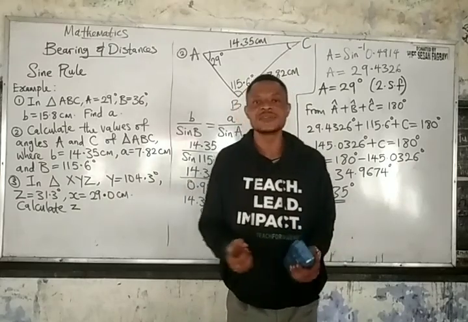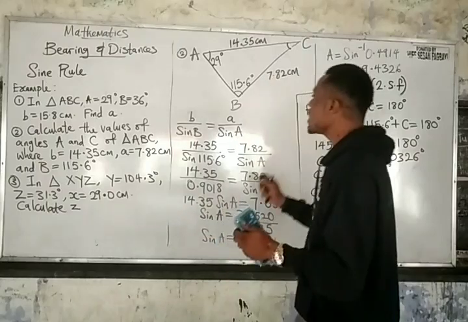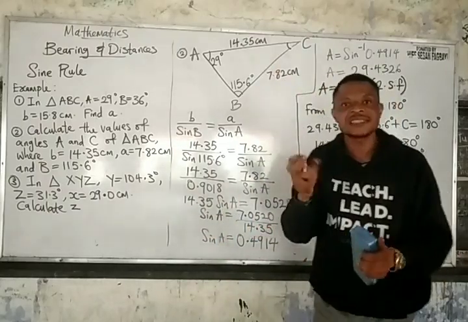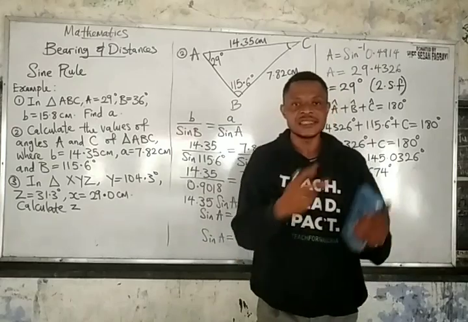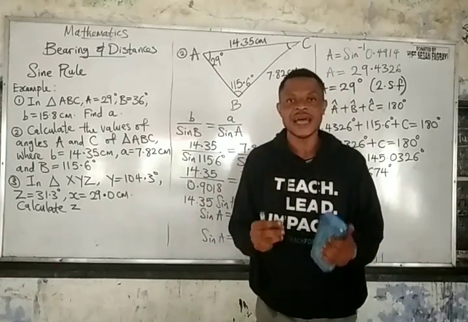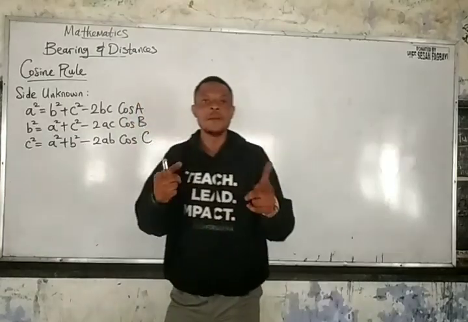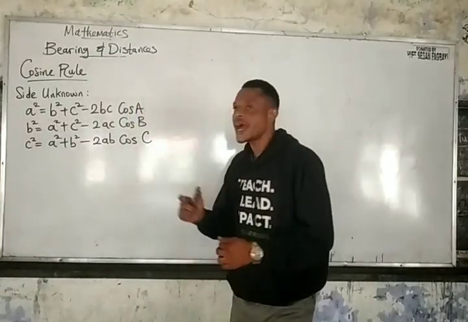Now the next one is going to be working on cosine rule, because sometimes we have a situation where sine rule will not work. So that is the essence of understanding the sine and cosine rule. So the next one is going to be cosine rule. Welcome back. Thank you for staying with me. Now we are on the cosine rule.